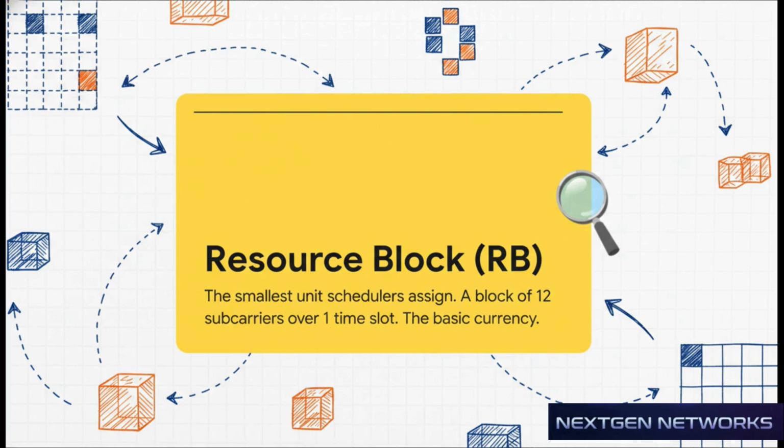So how does the network actually give you your own little piece of this grid? It doesn't just hand out individual pixels. No, it deals in chunks. And the smallest chunk you can be assigned is something called a resource block, or RB. This is the basic currency of LTE. When the network needs to give you resources, it's handing you these blocks.